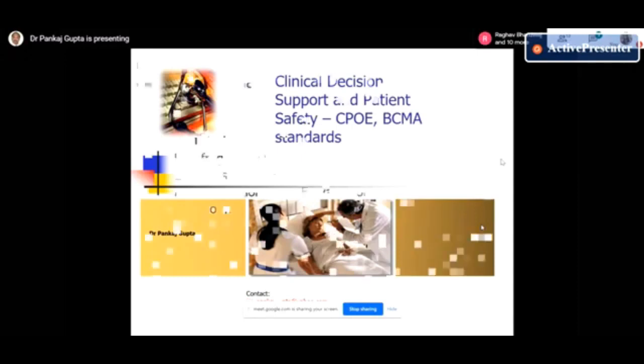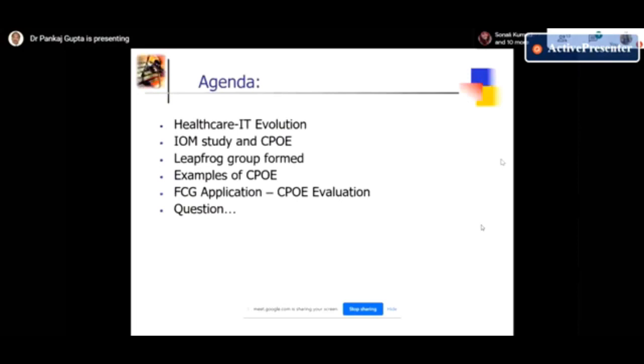Okay, so we jump into the details. So this is what I will try to do. Healthcare IT evolution, that is a Gartner model. I don't know how many of you have seen it, but I'll quickly walk you through it. Then the Institute of Medicine's report on CPOE. The Leapfrog Group, this is the nodal body that created the standard and now is responsible for managing it. Examples of CPOE implementations, and then an evaluation of CPOE, and a couple of other things that we'll go into.